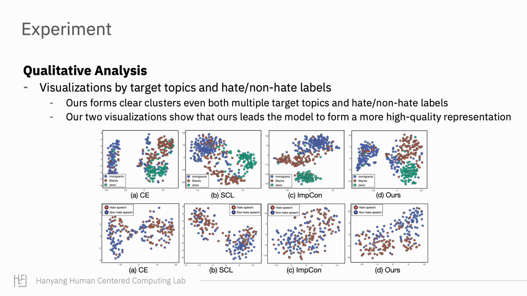This is our visualization result. We use multi-target topic data and hate, non-hate labeled data. Ours shows clear clusters, even with both multiple target topics and hate, non-hate labels. Our two visualizations show that ours leads the model to form higher-quality representations.